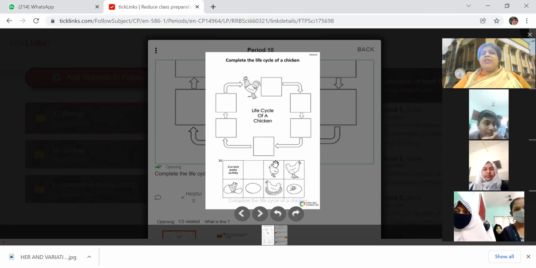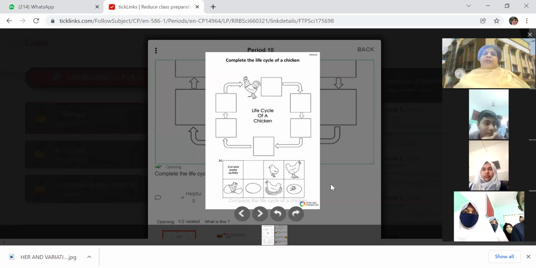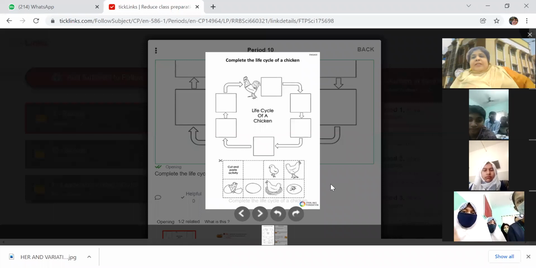All agree? No other opinion? Look at the pictures carefully and think how we are going to fill the grid and where the other pictures are going to come. So what will happen first if you look at this diagram? Which picture should fit in the first box? Does everybody say that it's the egg only that should come, or some other picture?